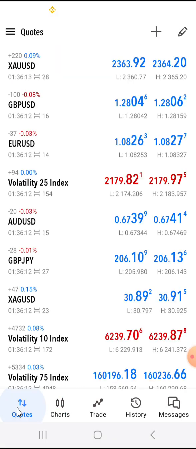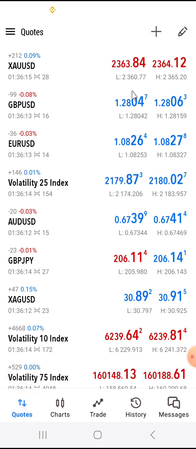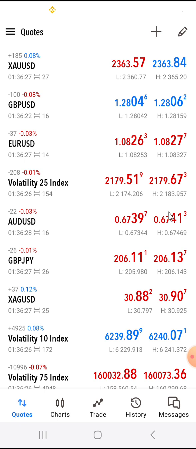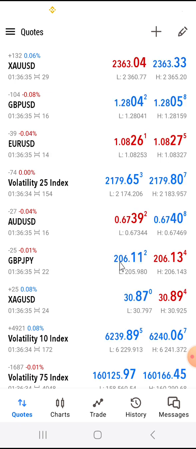Okay, good. Now when you go to quotes, you see some numbers here. This is going to be your bid price and then your ask price. For each of the assets, we have the bid price and then the ask price. And always the bid price is higher than the ask price. So you realize this, we have 206, this is 11, and this is 13. Okay, 13 is higher than 11, which means that the bid price is higher than the ask price.